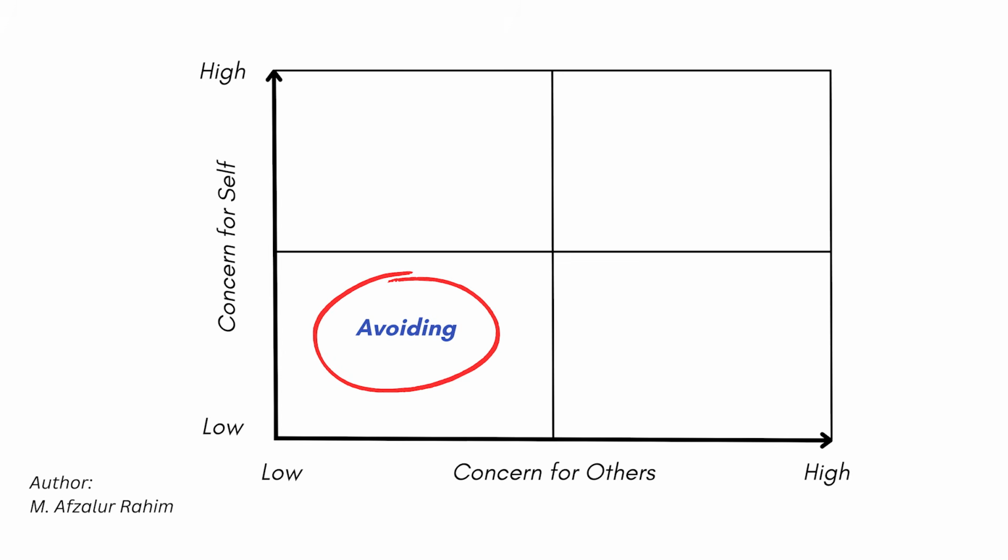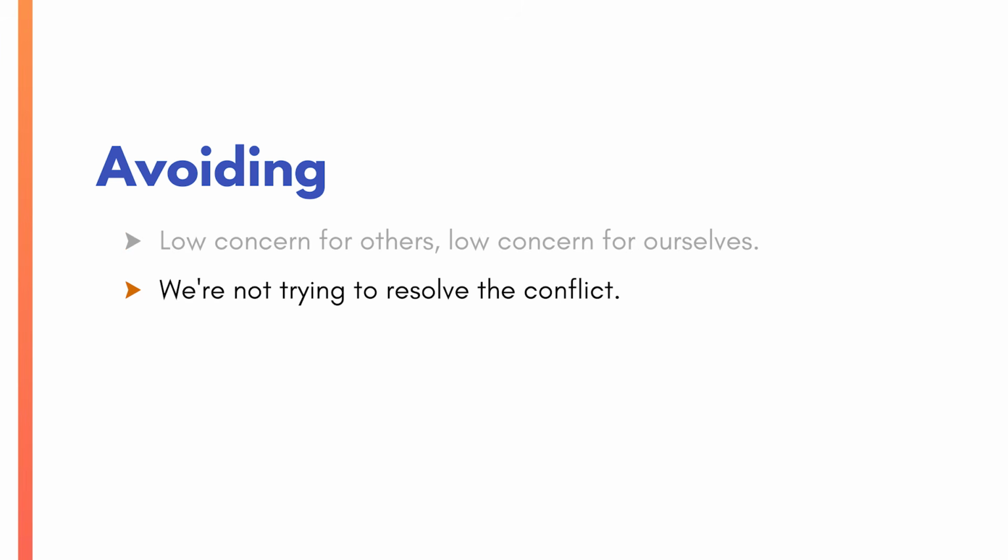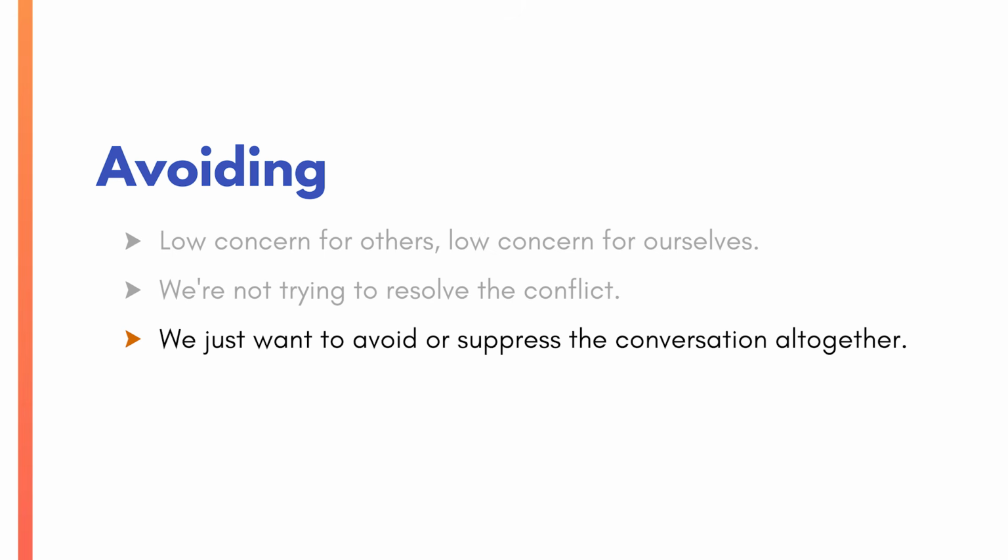The first style we'll look at is called avoiding. If we have a low concern for others and a low concern for ourselves during the conflict, we will typically use the avoiding style of conflict management. That means we're not trying to resolve the conflict one way or the other. We're not attempting to get our way or advocate for our own position. We're also not actively trying to help the other person get their interests met. We just want to avoid or suppress the conversation altogether.